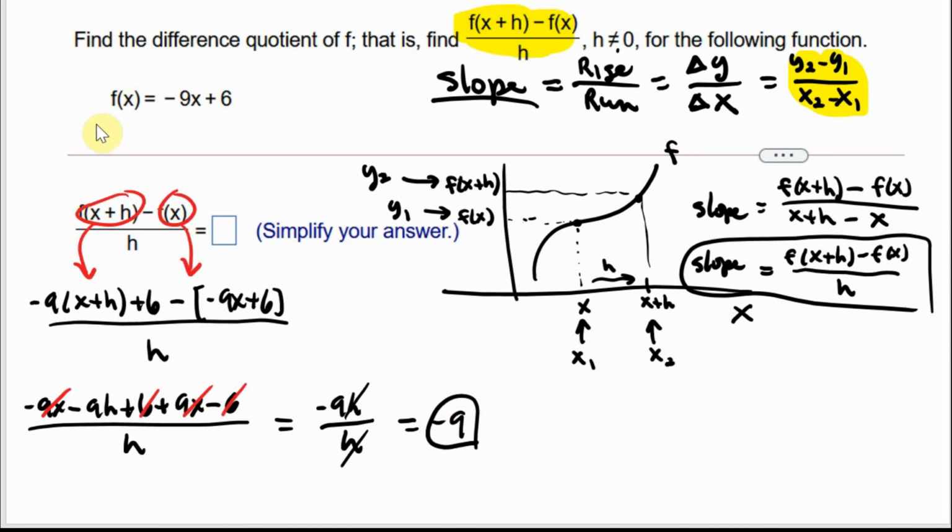Now a little bit later, and you've probably seen it before in previous math classes, this is the slope-intercept form, right? Y equal to mx plus b. You remember that? And so if it's written in that form, that's the equation of a line, and that number multiplied to x is the slope. Well, I just told you that this difference quotient is a slope. So I get the slope, which is negative 9.